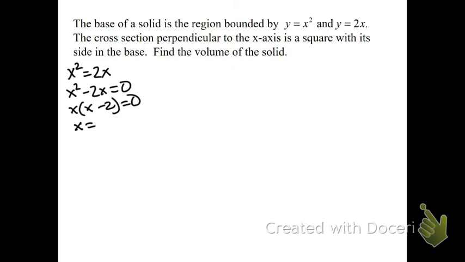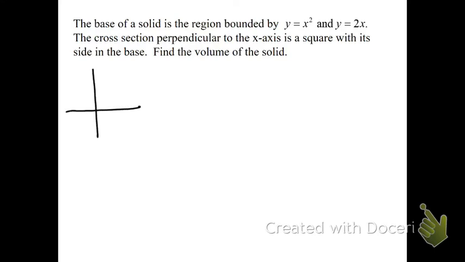And we get that they intersect at 0 and 2. Okay, so remember that 0 and 2 were my points of intersection. Now when I graph it, I know I have a parabola and a line with a y-intercept of 0. It's a positive line. But I also now know that it intersects at 0, and this would be 2. Okay? So this is the shaded region we're dealing with right now.